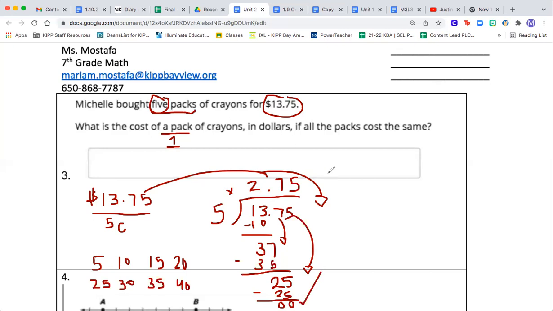So the amount for one crayon pack, or pack of crayons, is $2.75, which makes sense because it's smaller than $13.75.